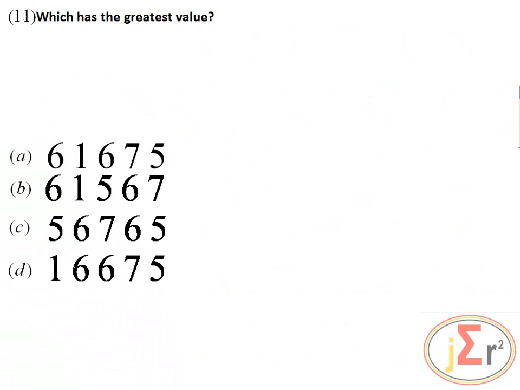Which has the greatest value? Which one of those numbers, Jerry, can you see has the greatest value? 61,675. Right, so Jerry is saying 61,675. And how did Jerry arrive at that answer? Jerry is correct. The correct answer is option A.